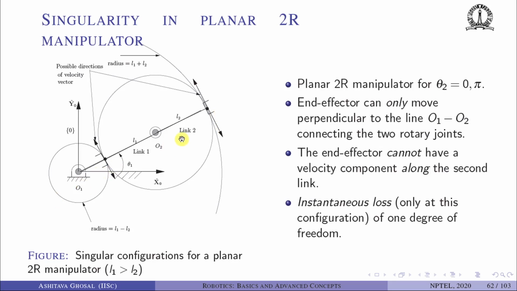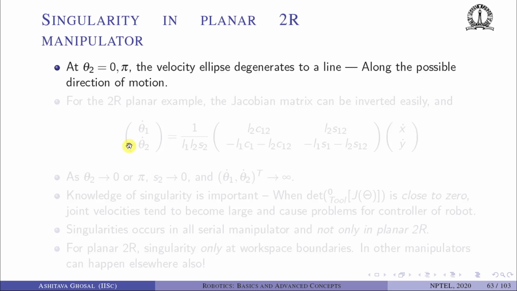So this is happening instantaneously, only when theta 2 is 0 or pi. When it is pi, you can see again it is tangent to this circle and it is perpendicular to the link. So at theta 2 equals 0 or pi, the velocity ellipse degenerates to a line.